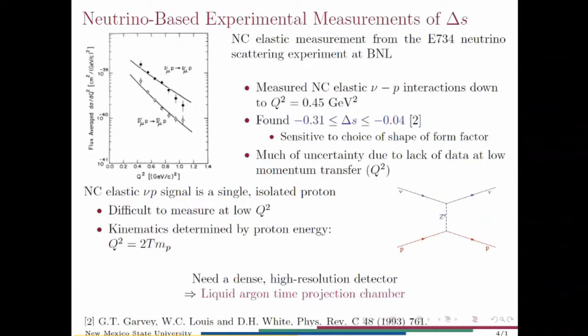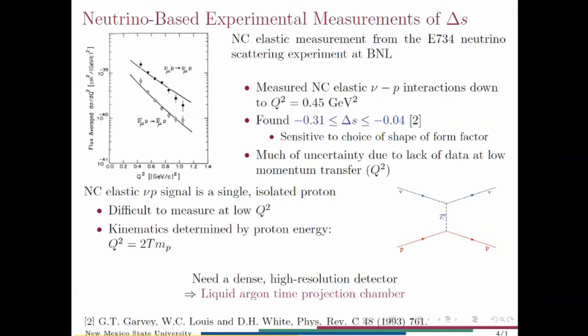So this has been done before at the E734 neutrino experiment at Brookhaven Lab back in the 80s also. They were able to get down to about half a GeV q squared. And they also found delta S consistent with being negative, but again, there's a lot of uncertainty, and this is mostly because you have to extrapolate to q squared equals 0, so the shape of your form factor, the choice you make for that is really important.